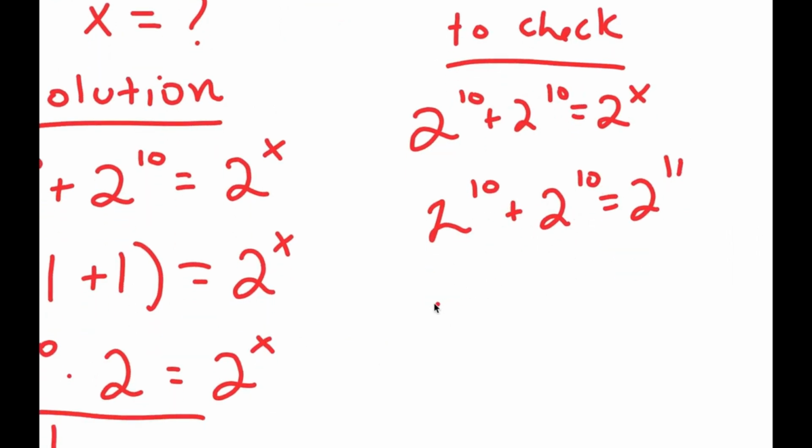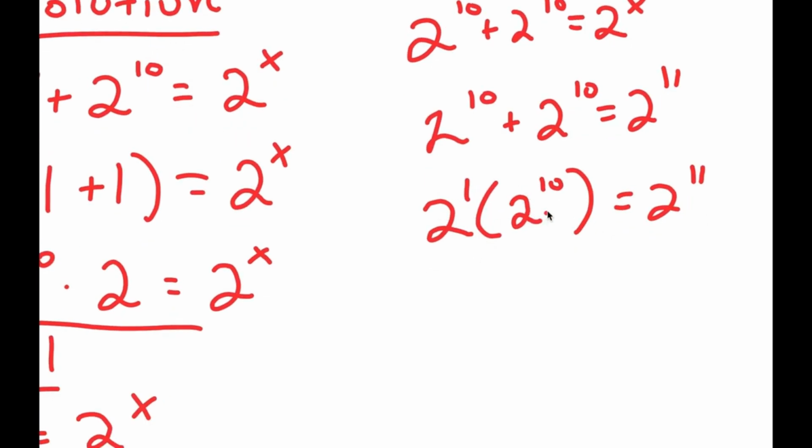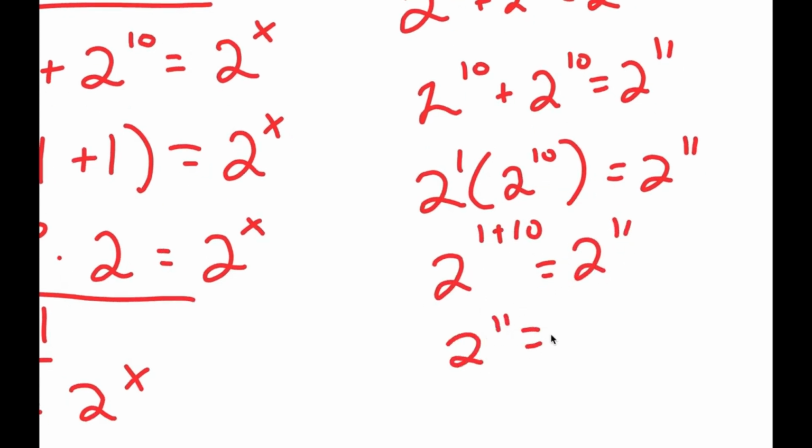2 to the power of 10 plus 2 to the power of 10 is the same thing as 2 times 2 to the power of 10. And 2 to the power of 1 times 2 to the power of 10 is the same thing as 2 to the power of 1 plus 10, which is equal to 2 to the power of 11.